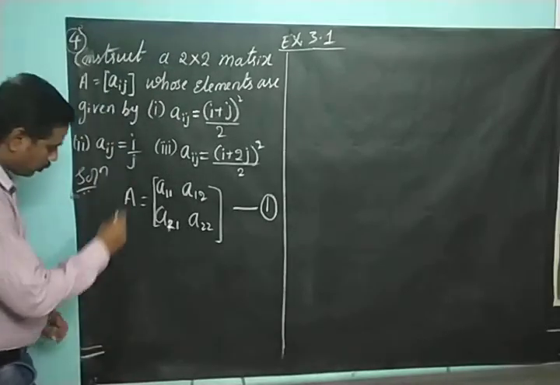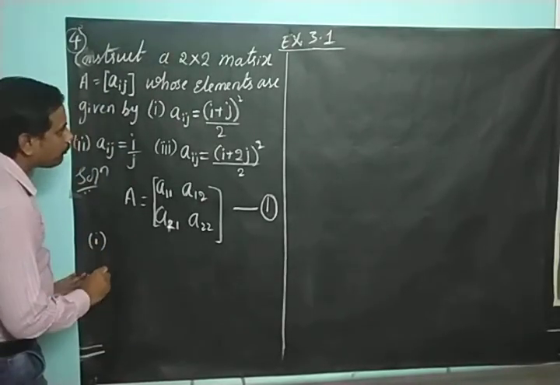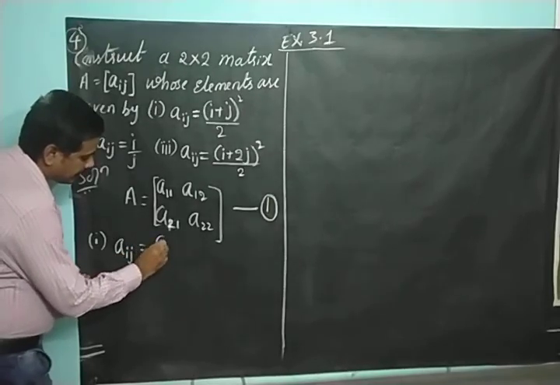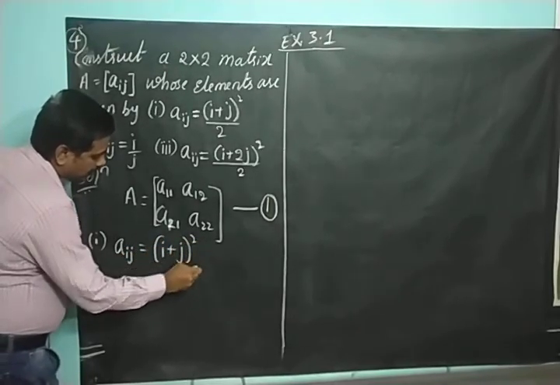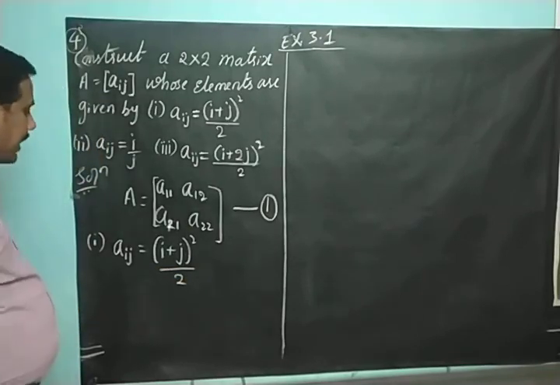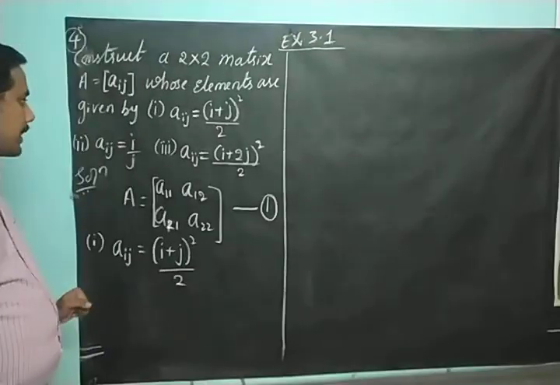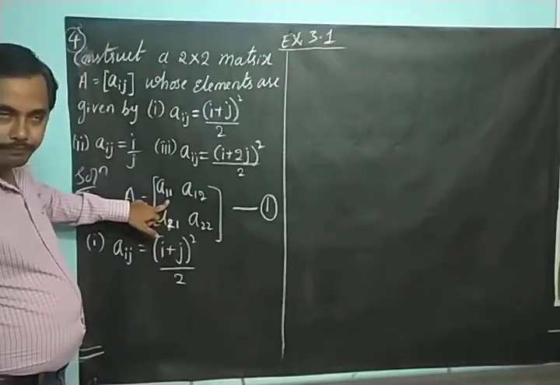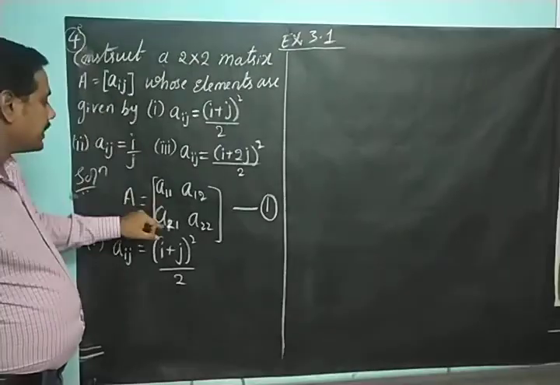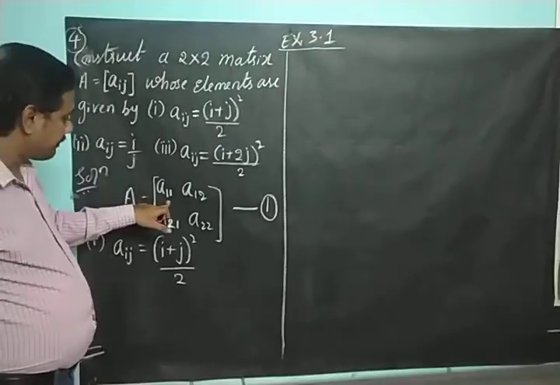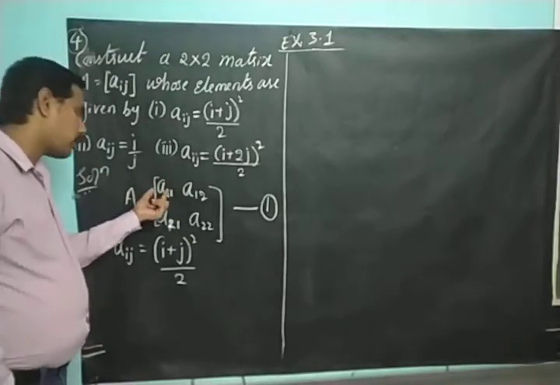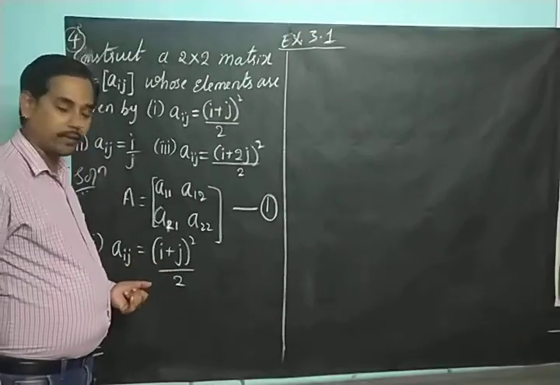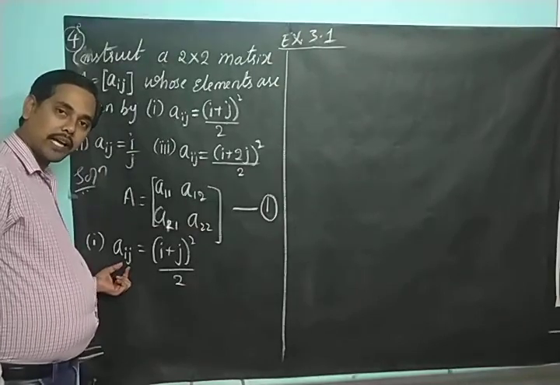First condition. What is required? First, it is given as Aij is (I plus j) the whole square, whole divided by 2. What we need to find is A11. What is this subscript? That is nothing but Ij. Here, what is the value of I? That is 1. And what is the value of j? That is also 1. So in order to find A11, we need to substitute the value of I and j as 1.